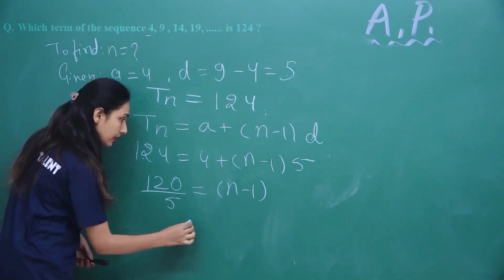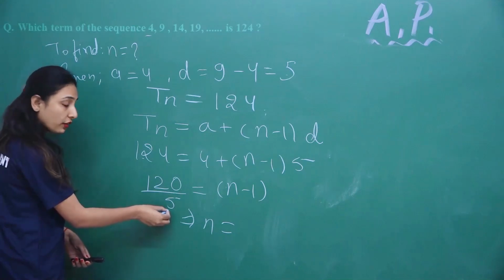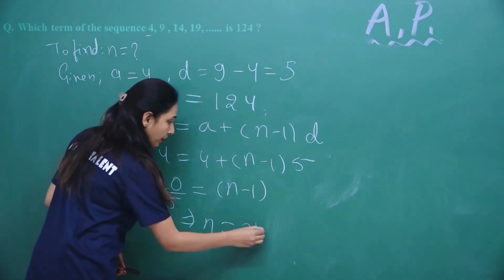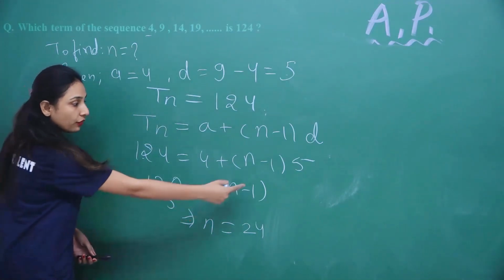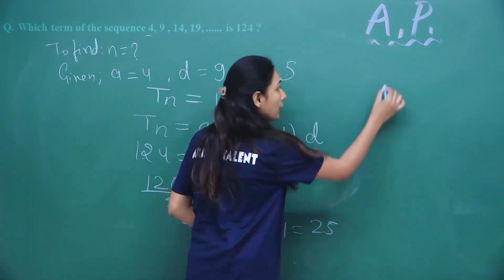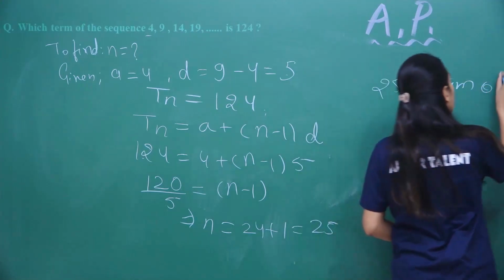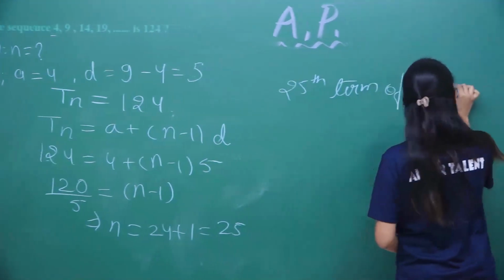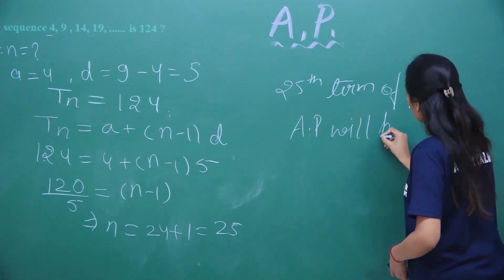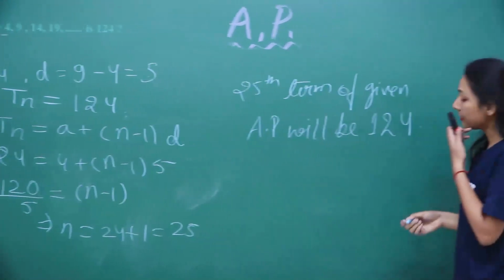So you can just say that n minus 1 will be equal to 120 upon 5, that means 24, plus 1, that will be 25. That means the 25th term of the given AP will be 124, right? So this is the answer.